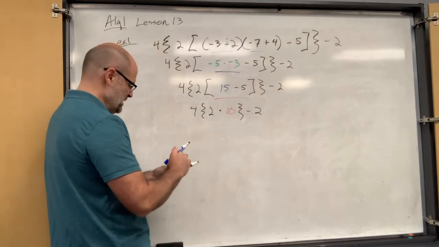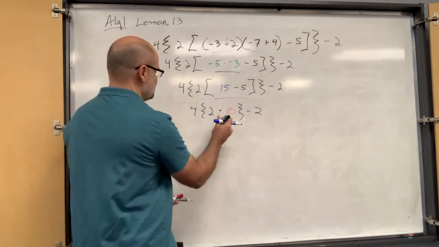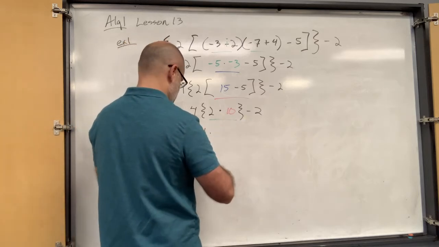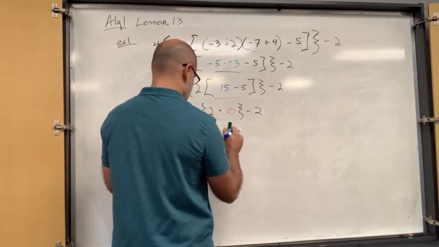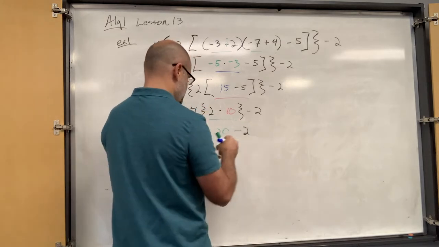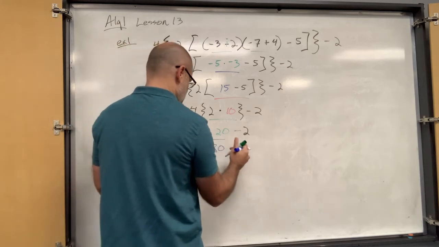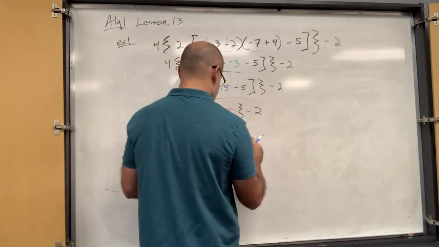All right, now we got this parenthesis. Let's do that next. So now it's just 4 times 20 minus 2, and then we go home from there. 4 times 20 is 80, minus 2 is 78.